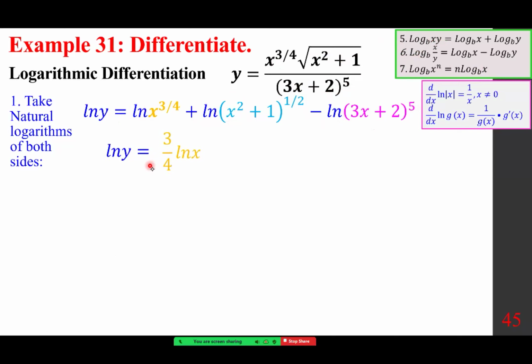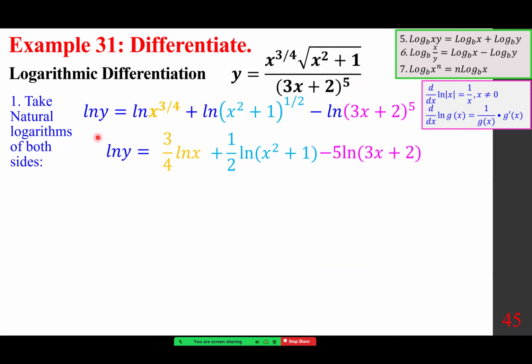So 3/4 sits in front. In this case, 1/2 sits in front. In this case, minus doesn't change. 5 sits in front. It's completely decomposed. And now we are going to differentiate.